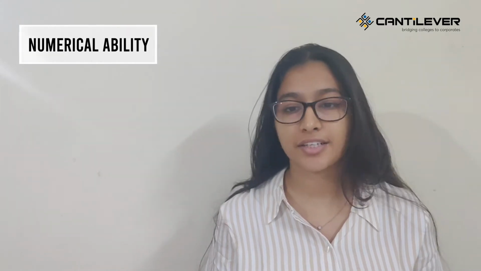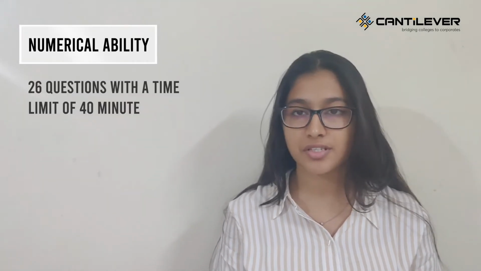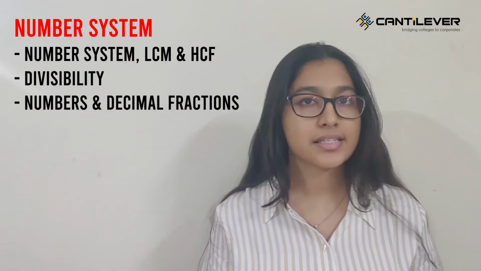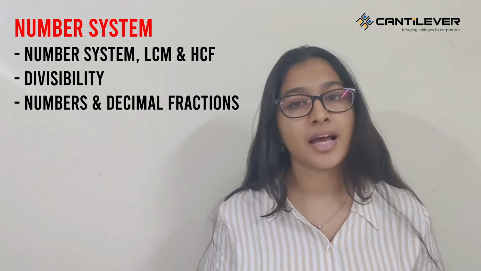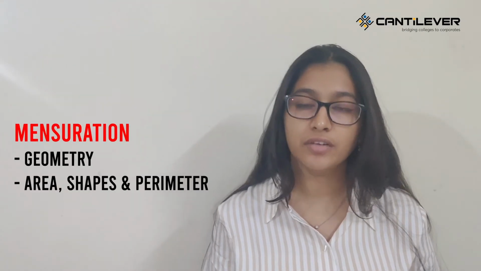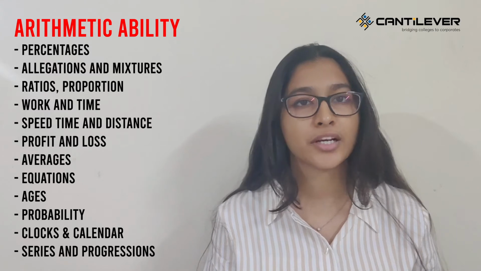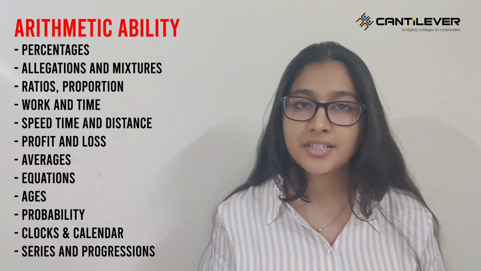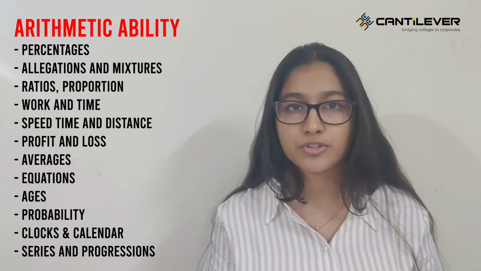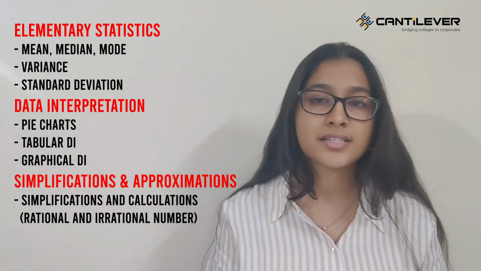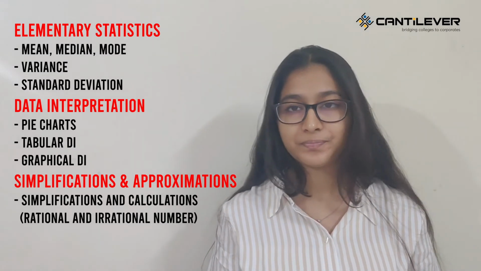Moving on, we have the numerical ability section. This section consists of 26 questions with a time duration of 40 minutes. In this section, the following topics and subtopics will be covered. Starting out, we have the number system, which includes LCM, HCF, divisibility, numbers, and decimal fractions. We'll also have mensuration here, which includes geometry, area, shapes, and perimeter. Arithmetic ability is also included here, which further is subdivided into percentages, allegations and mixtures, ratios and proportions, work and time, speed, time and distance, profit and loss, averages, and the others as displayed on the screen. Kindly make a note of all the topics and subtopics under this section as they are quite important.